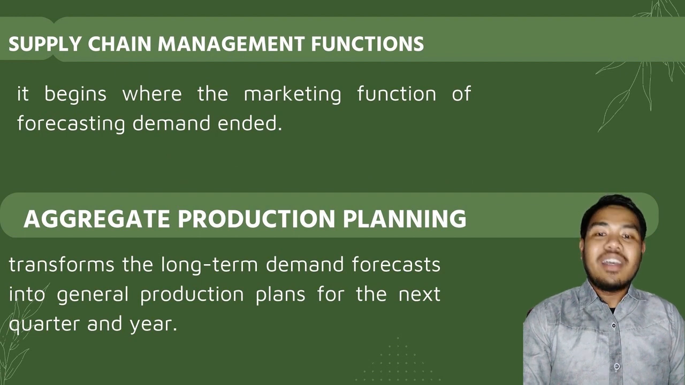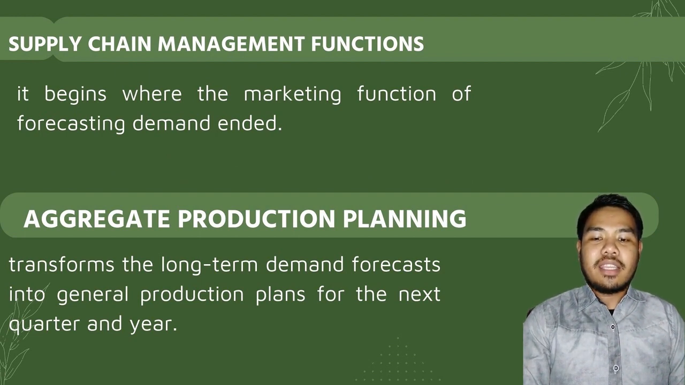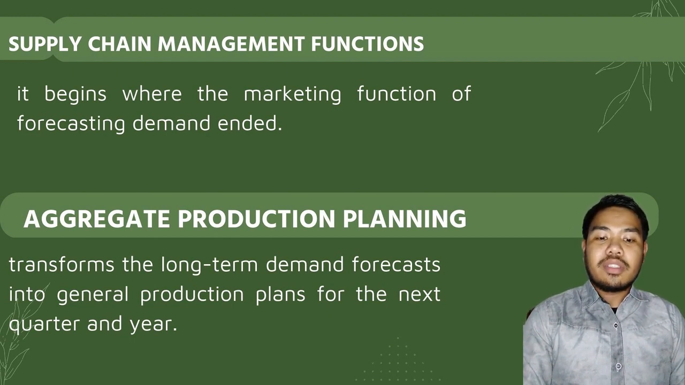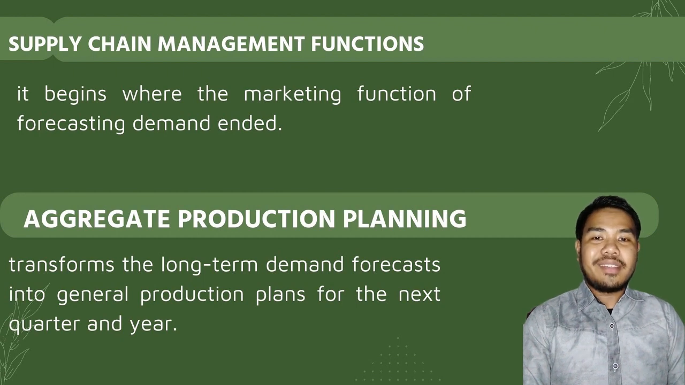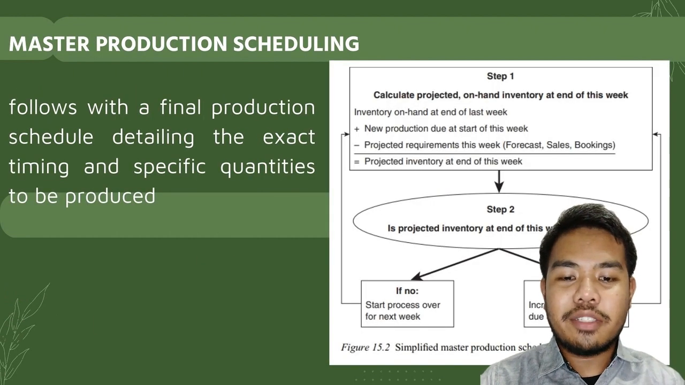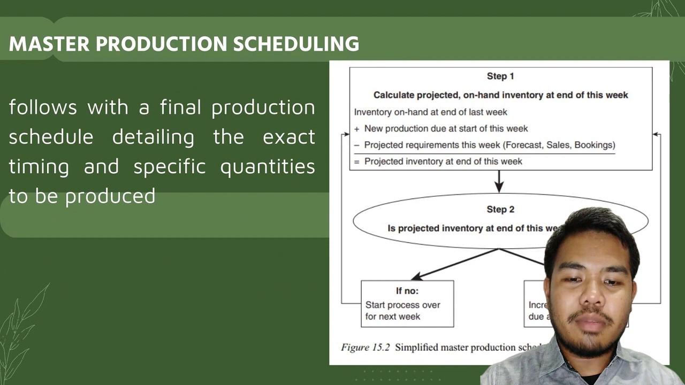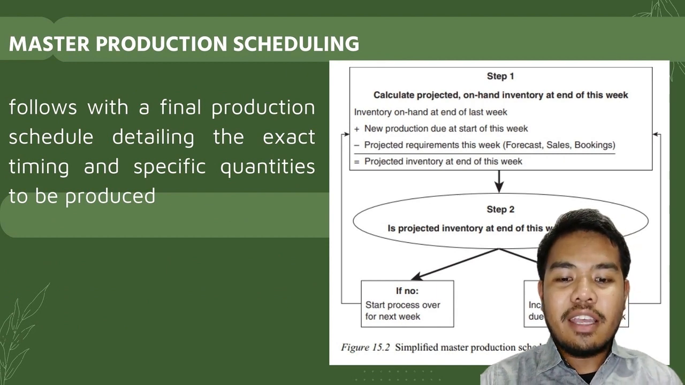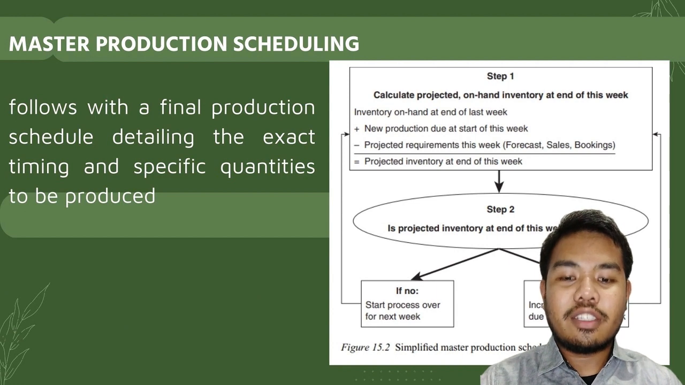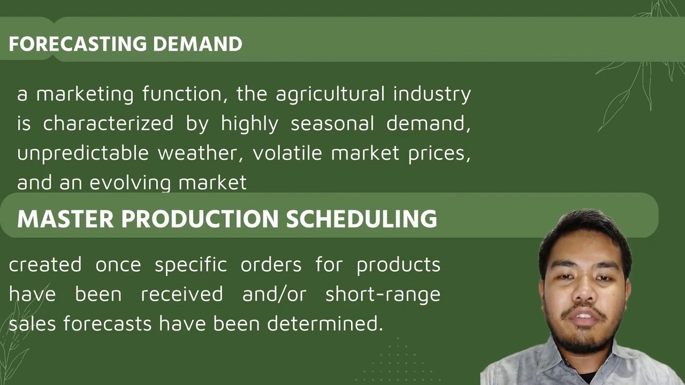And now let's have aggregate production planning. Aggregate production planning transforms the long-term demand forecast into general production plans for the next quarter and the year. Now let's move on with the master production scheduling. Master production scheduling follows with a final production schedule detailing the exact timing and specific quantities to be produced.